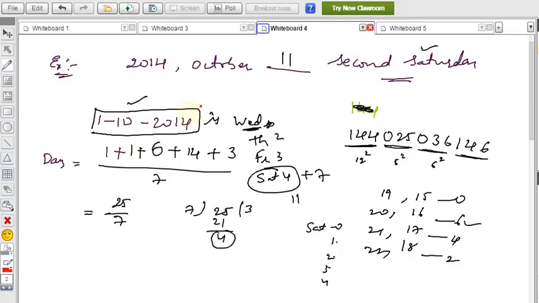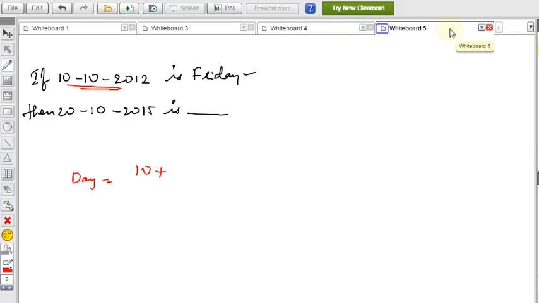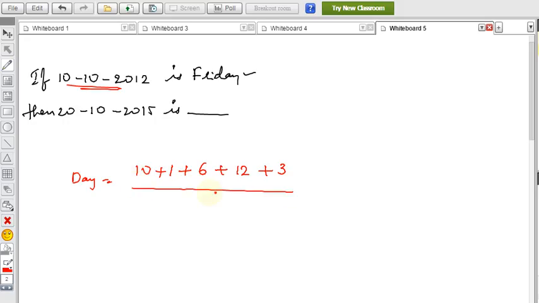So you have seen the previous problem 1. October code is 1 plus century code is 6. Number of years are 12 plus in the 12 leap years are 3 because 4 threes are 12. And 2012 is leap year, but month is not January or February, so need not subtract. Okay, divide by 7. 10 plus 1 is 11, 17, 20, 32 by 7.